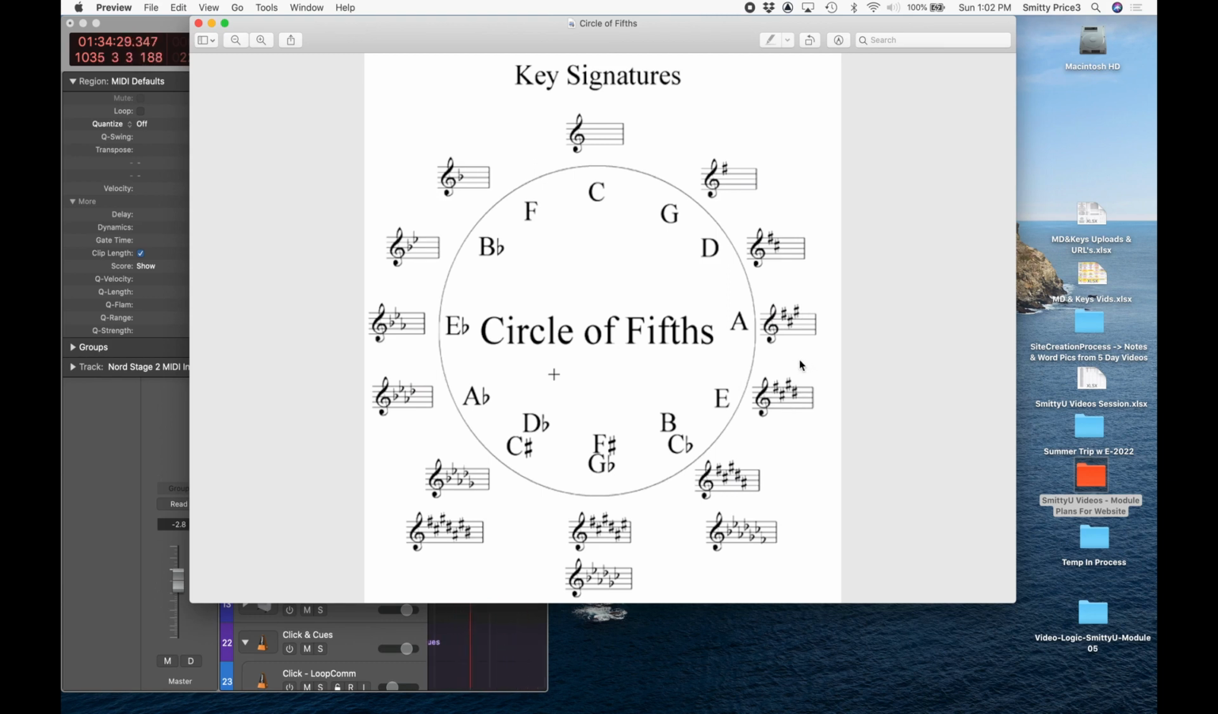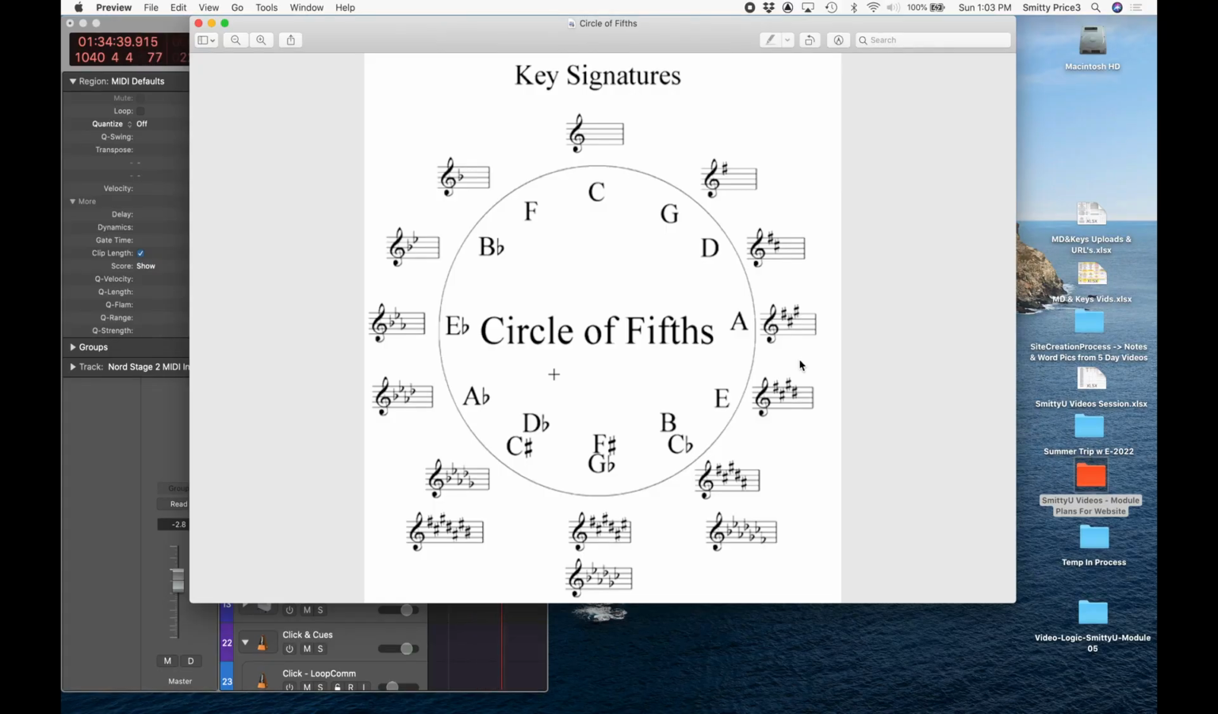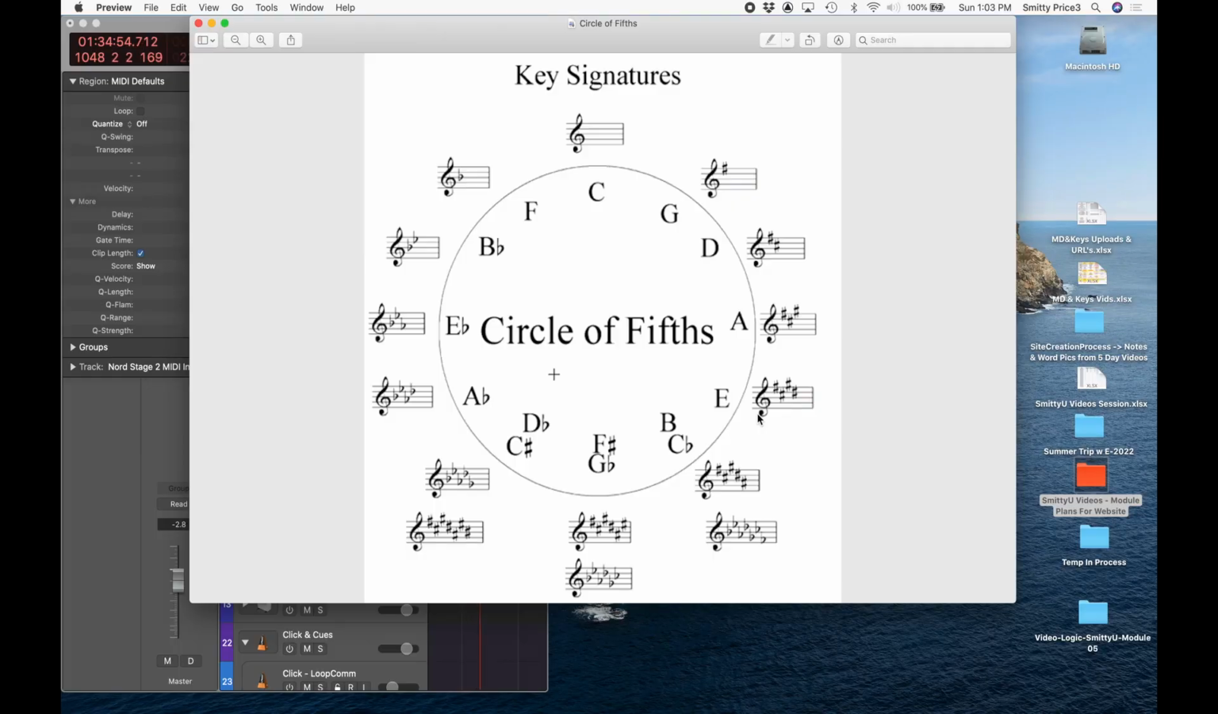Let's try that out. Whole step, half step, whole step, whole step, whole step, half step. Okay, here we go. Let's just play that. And watch, on the chart here, on the circle of fifths, it says it has 4 sharps. Let's see if we can spot them. All right, we'll keep going. We're adding sharps as we go.